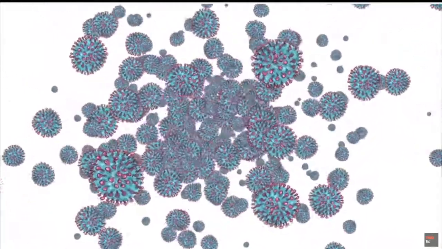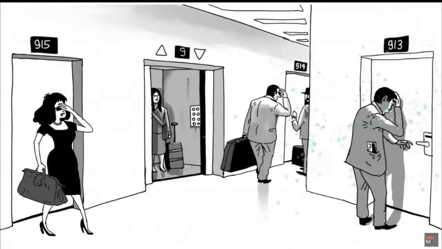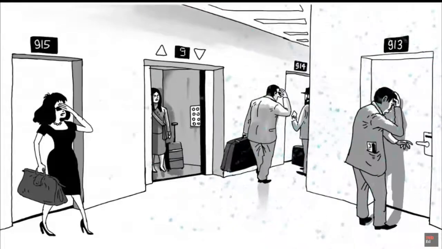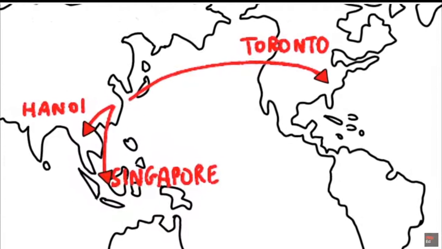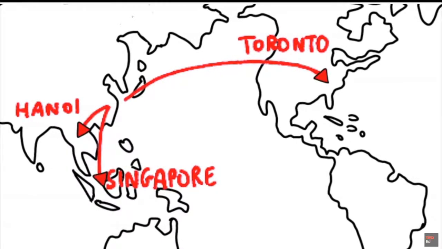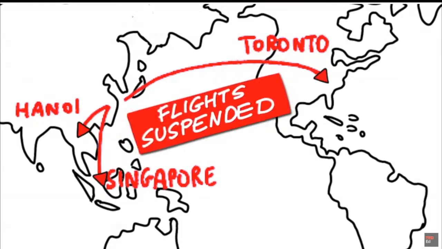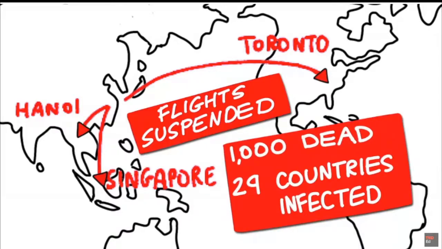Within 24 hours of checking into room 913, 16 other guests had been infected, and over the following days, 5 boarded planes to overseas destinations, spreading the virus to Vietnam, Singapore, and Canada. Flights between Hong Kong, Toronto, and other international cities were quickly grounded, and thanks to other emergency measures, a pandemic was averted. By the time the outbreak was over 4 months later, SARS had infected 29 countries worldwide, and more than 1,000 people were dead.